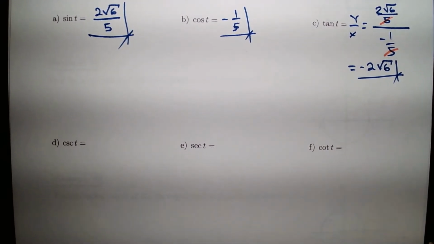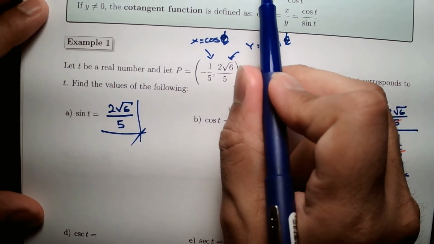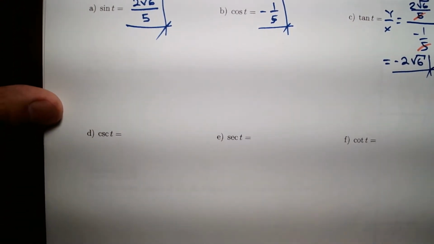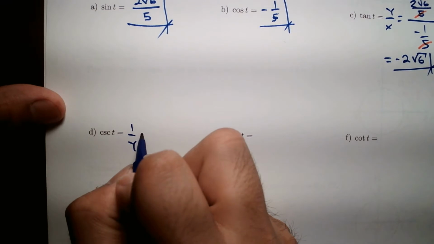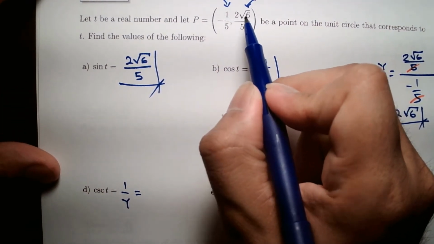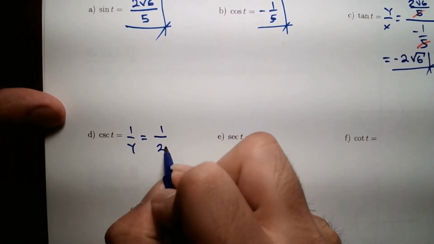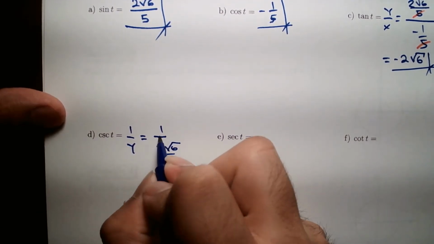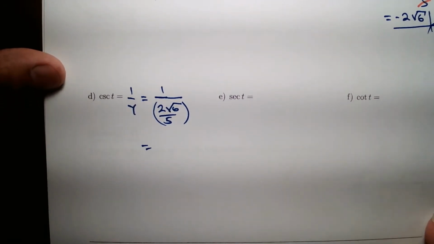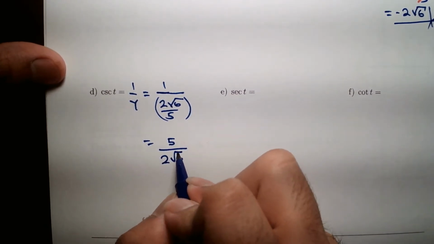All right. So cosecant t. The cosecant function is basically the reciprocal of sine, or 1 over y. So I'm just going to write 1 over y. And then 1 over the y component, which is 2 root of 6 over 5. That's 1 over 2 root of 6 over 5. But we need to find the reciprocal of this. We cannot just leave it like this. So that's going to be 5 over 2 root of 6.